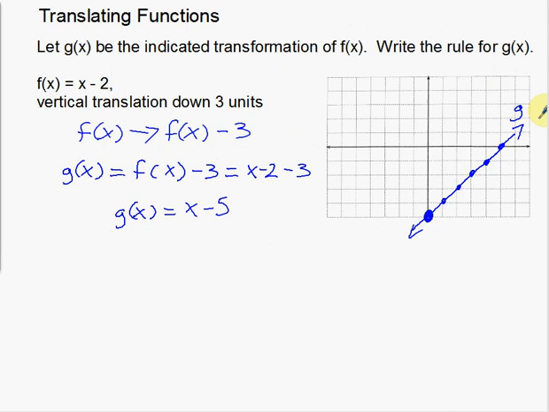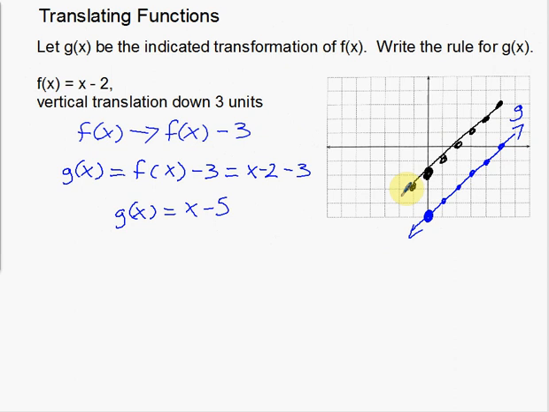Let's compare that to the old one. Let me change my colors here. x minus 2 was the equation. So I have minus 2 for my y-intercept and a slope of 1. Put a bunch of different points in here, and make sure we get a nice straight line. Nice straight line there, and that's my f function.